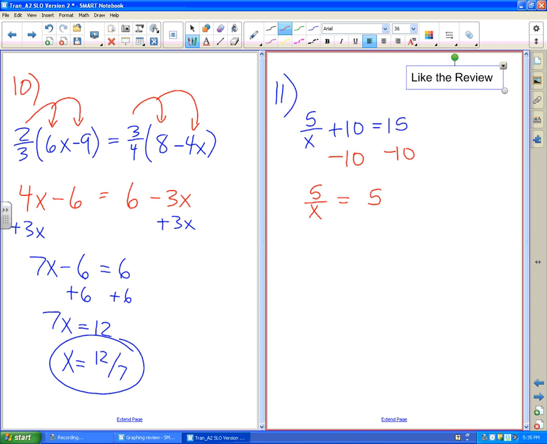When x is on the bottom, we have to flip both sides. So I got to make that over 1. So I'm going to go x over 5 equals 1 over 5. I'm allowed to just do that. Then I can times by 5.